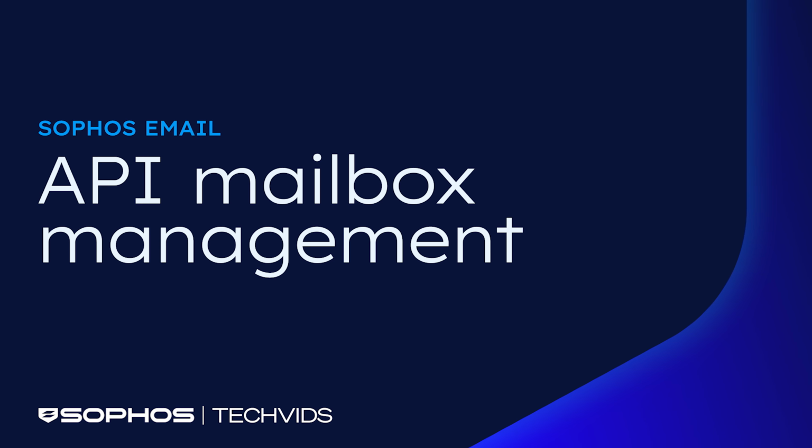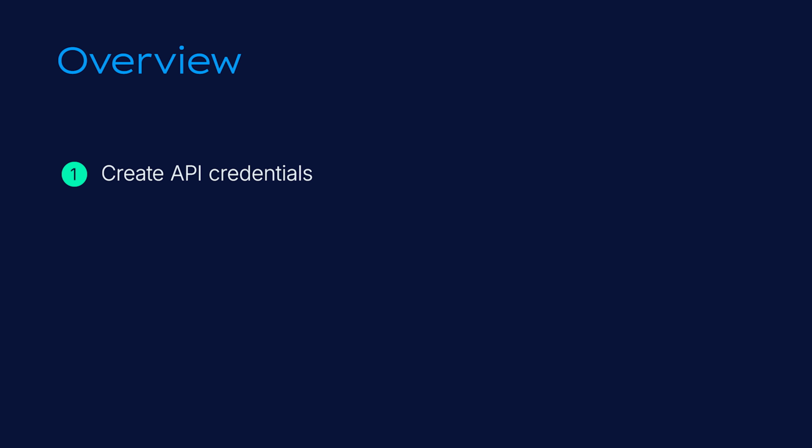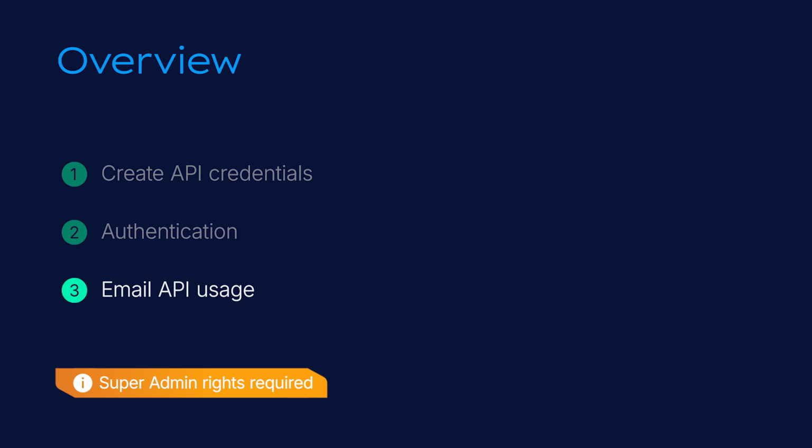Today I'll show you how to manage your mailboxes using the Sophos API. I'll show you how to prepare your account for API management, which includes API credential creation in Sophos Central and authentication. Then I'll walk you through the API mailbox management process using Postman collection. Before you begin, ensure that you have super admin rights in Sophos Central. Let's get started.